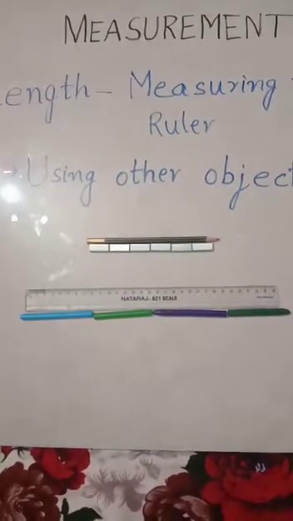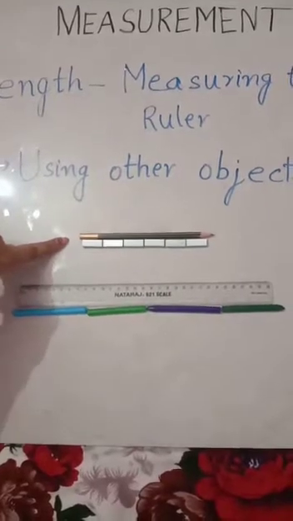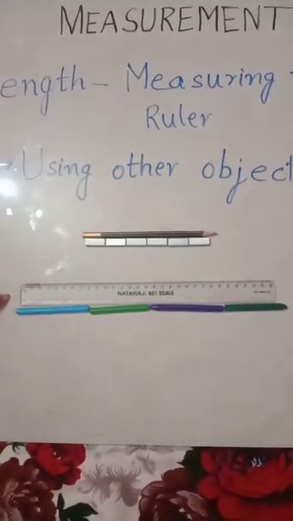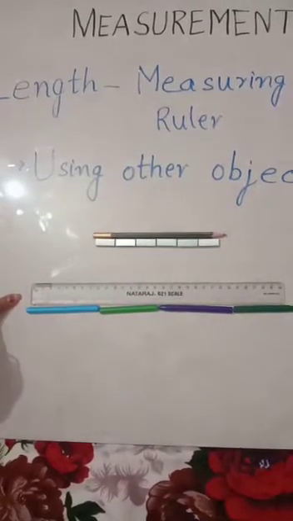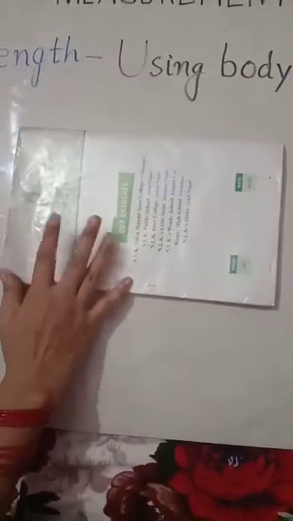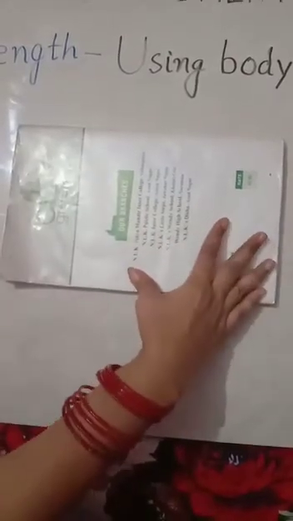For example, the length of the pencil is about 6 pins long. Another example, the scale is about 4 crayons long. We can also measure the length of an object by using body parts. Example, we can use our hand to measure the length of the notebook. 1 and 2. My notebook is 2 handspan long.